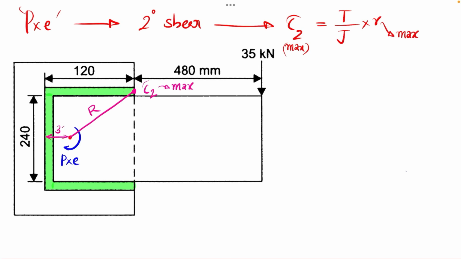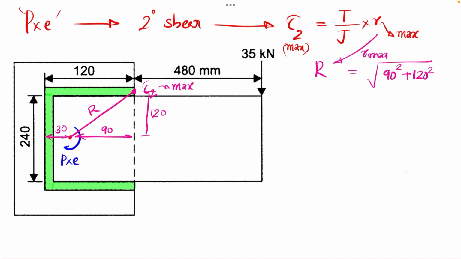So this will be the distance R, and we know that this distance is 30, then the remaining distance will be equal to 90, and this distance is half of 240, which is 120. So this value of R, which is actually the R max, will be equal to square root of 90 square plus 120 square. You will be getting this value as 150 mm. So we are having the value of capital R or R max for finding the torsional shear stress.